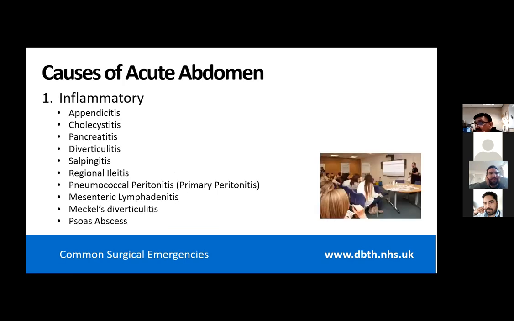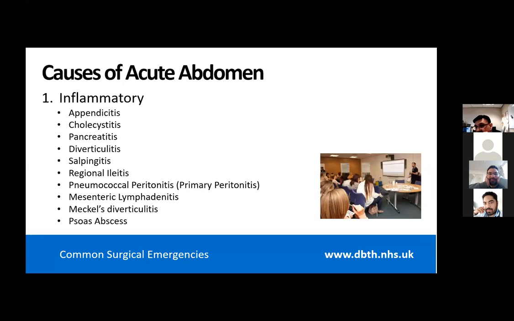Then the causes of the acute abdomen which can present in A&E. So there are inflammatory causes. The common one is appendicitis. We all know about that, and when we do a history and examination, then we can establish the diagnosis. Cholecystitis or biliary colic, pancreatitis, diverticulitis, salpingitis, regional ileitis, pneumococcal peritonitis, which we call primary peritonitis, when no other cause is identified, so sometimes the pneumococcus can cause peritonitis. Mesenteric lymphadenitis, particularly in younger people and in children, a lot of children can present with mesenteric lymphadenitis, and it can mimic appendicitis. So we should be aware of that differential diagnosis in our mind as well.